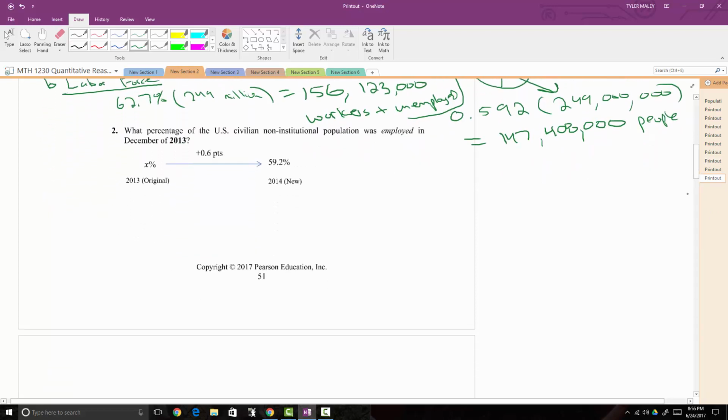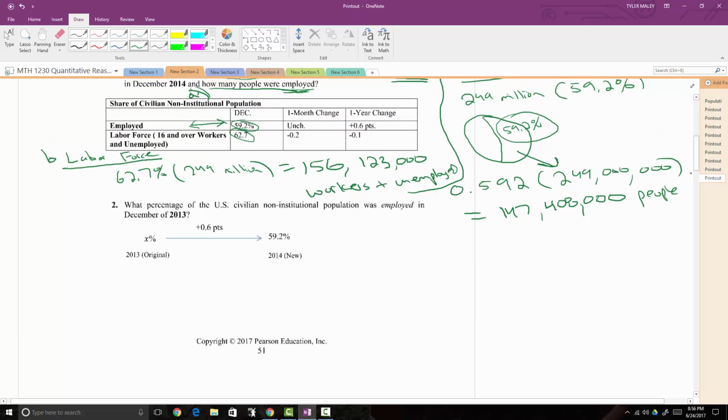All right, so then continuing along, number 2, it says what percentage of the U.S. civilian non-institutional population was employed in December 2013? So if I take a moment to look up here for my employed, we want to look at this row. Then what you should notice is the 1 year change here. So between December 2013 and December 14, we went up 0.6 percentage points. That's the 1 year change.